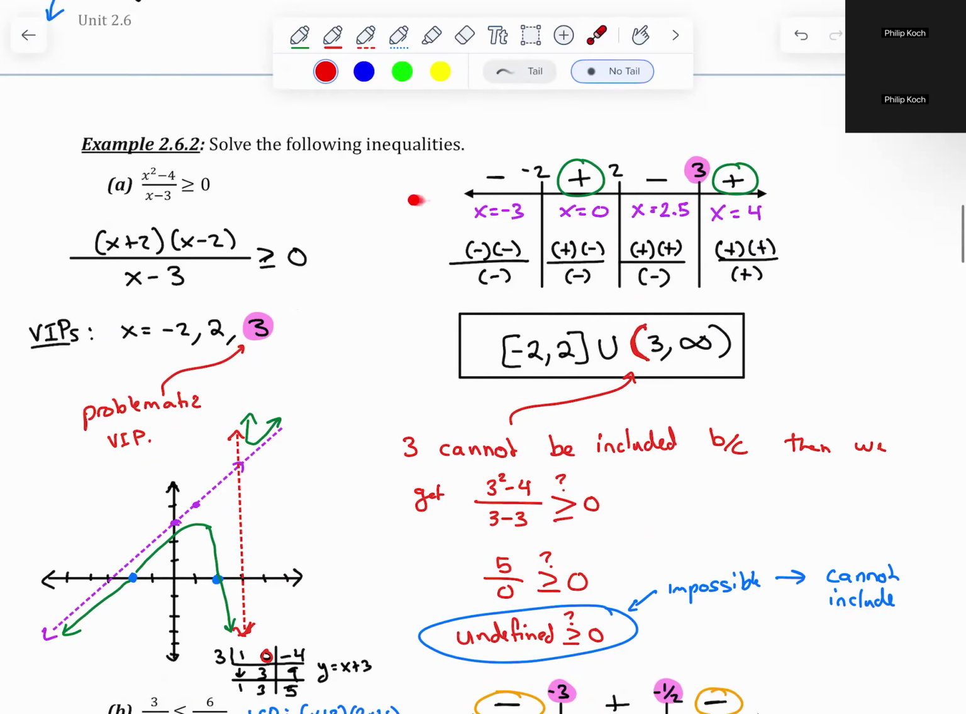From -infinity to -2, it's below the x-axis. Between -2 and 2, it's positive, but it has to come back somehow so it can hug this vertical asymptote. And then from 2 to 3, it's negative, so it has to go down towards this. Then from 3 onwards, it has to be positive, but you might be saying, well, Phil, it's also positive here. But if it were to do that, I'm going to draw that in purple, then it would have to hug the asymptote down here. And that would make it go negative, which it can't be because it has to be positive.